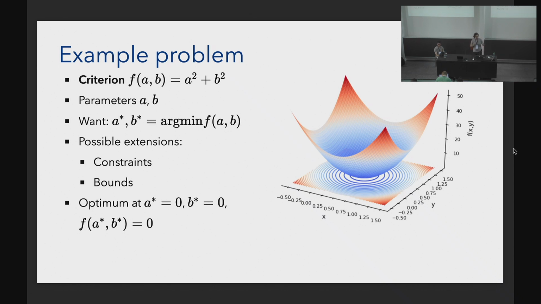Typically, they will be collected in some kind of NumPy array. And what we want to get is the argmin or the objective value at the argmin, a star and b star. And then possible extensions to such a problem could be that we have constraints or bounds that the parameters need to fulfill. That makes it a bit harder, but we are really just looking at the very simple problem here. And as you can also see in the plot on the right side, the global optimum, and it's also the only local optimum, is at a star equals 0 and b star also equals 0, and the function value is also 0 at this optimum.